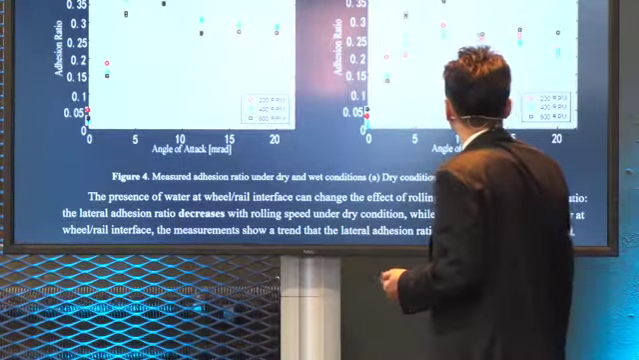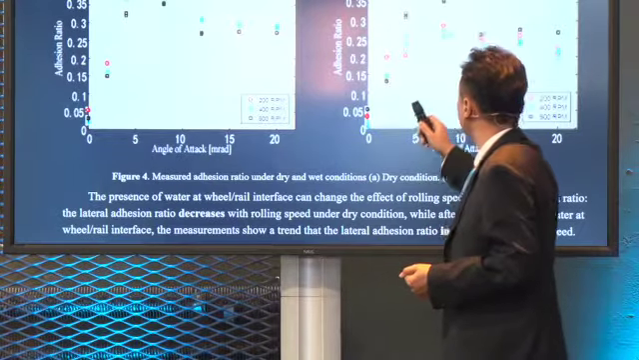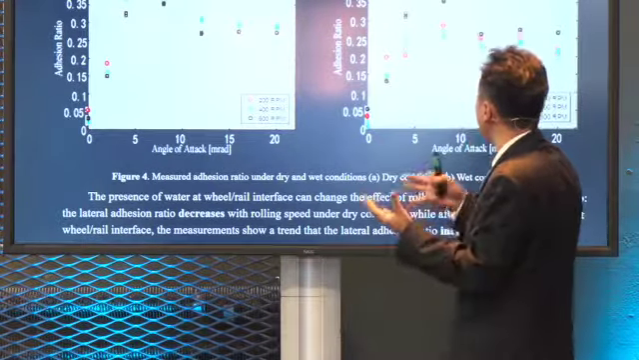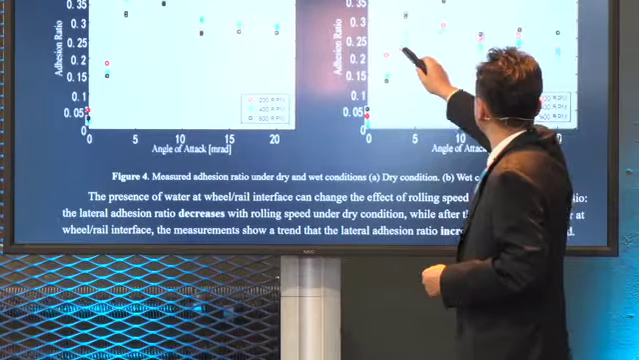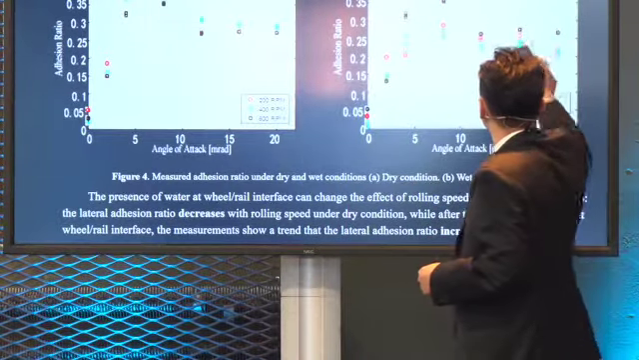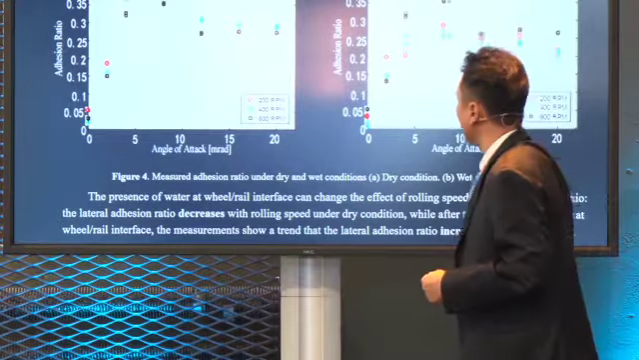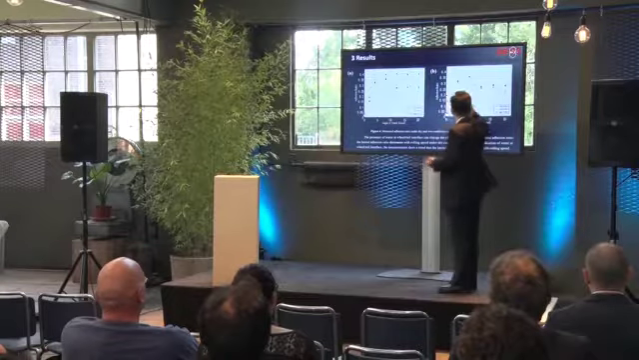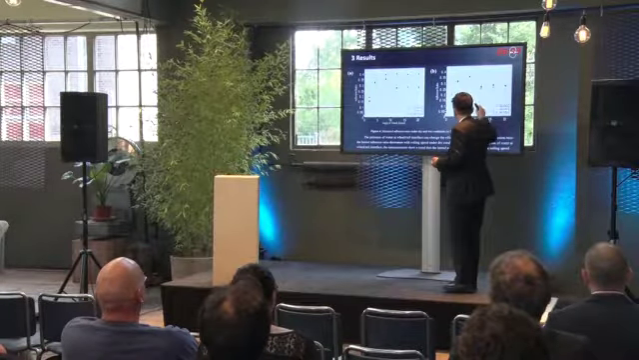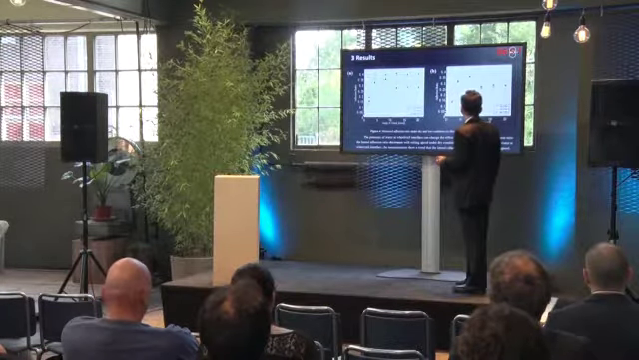However, after the application of water, the trend has almost reversed. This is 600 RPM. This is 200 and 400. So we can see that after the application of water, the lateral adhesion ratio increases with rolling speed.